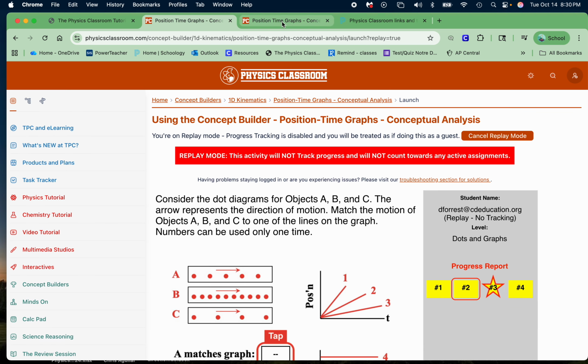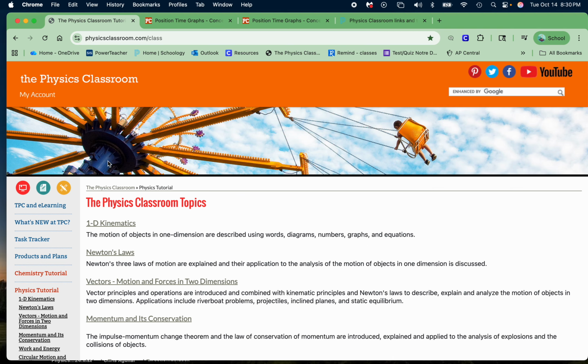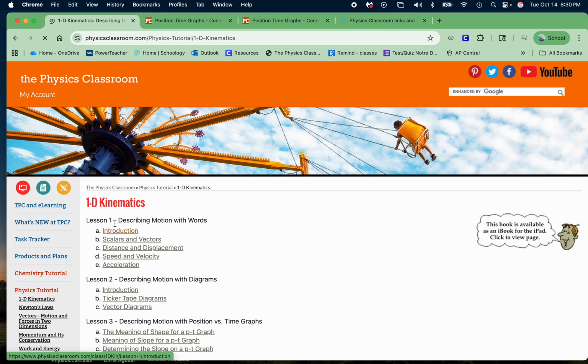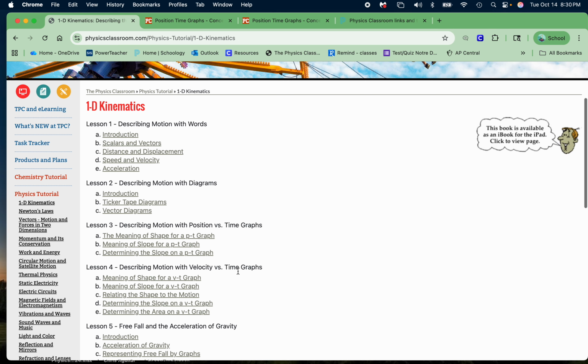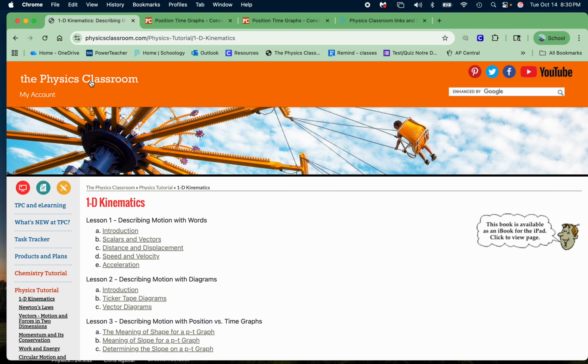If you do want to go to the Physics Classroom tutorial to help you with things, one-dimension kinematics is where we're talking about motion, ticker tape diagrams, things like that, meaning of the shape for position time graph. So this is a really good resource to use. It's basically our online textbook. So hopefully those help.